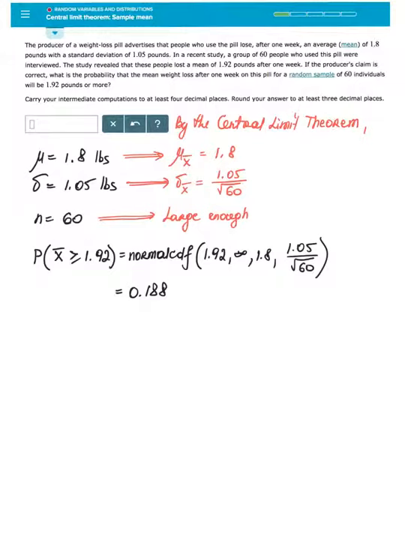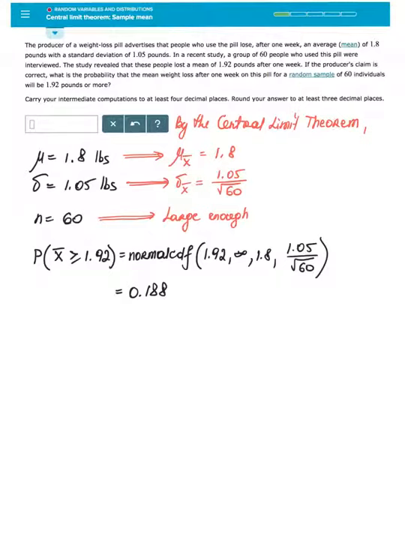Let's take a look at one more example. The producer of a weight loss pill advertises that people who use the pill lose after 1 week an average, which is mean, of 1.8 pounds with a standard deviation of 1.05 pounds. In a recent study, a group of 60 people who used this pill were interviewed. The study revealed that the people lost a mean of 1.92 pounds after 1 week. If the producer's claim is correct, what is the probability that the mean weight loss after 1 week on this pill for a random sample of 60 individuals will be 1.92 pounds or more?